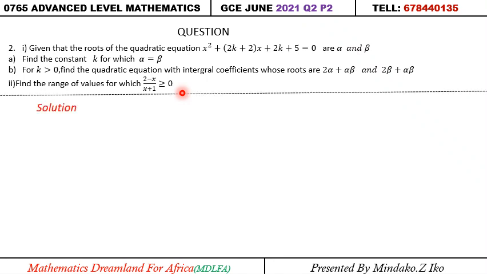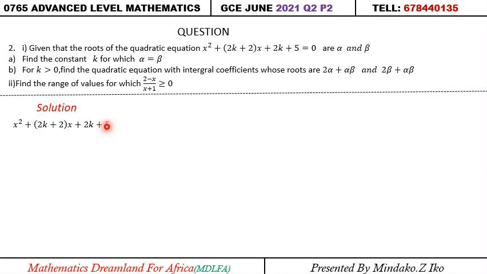So, the solution for the A part. We are tackling the A part now. This is actually a quadratic equation, because this is x squared, this is x, and this is my constant.